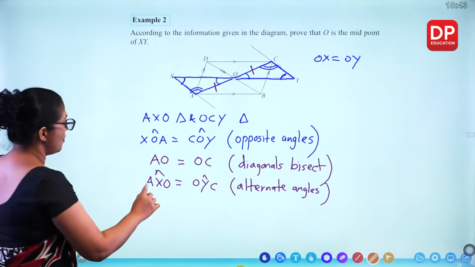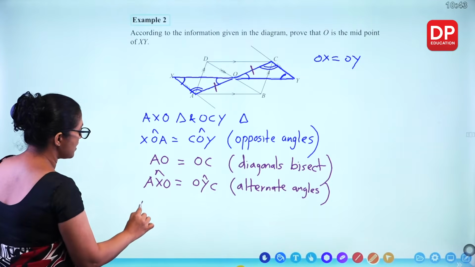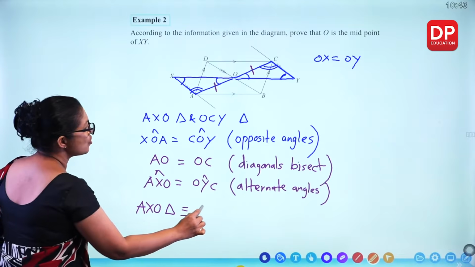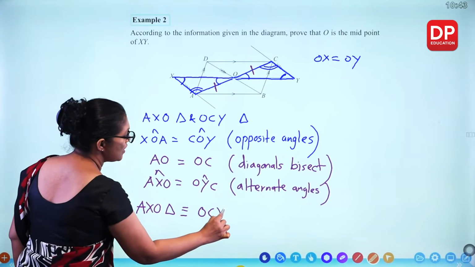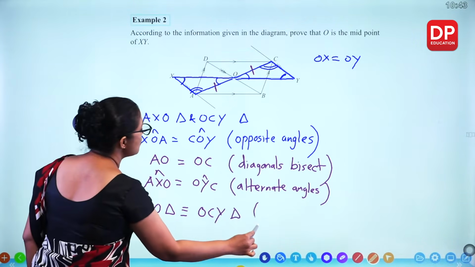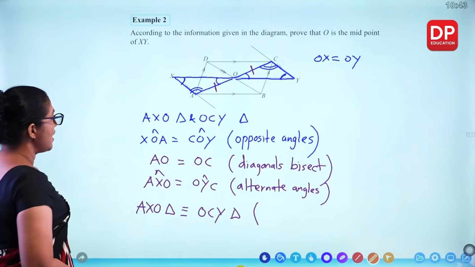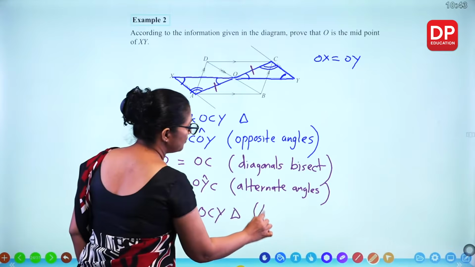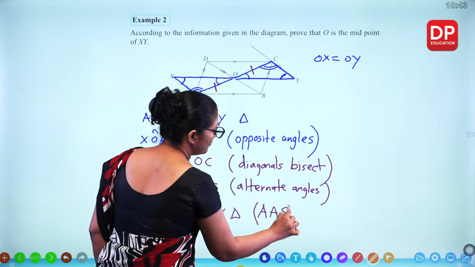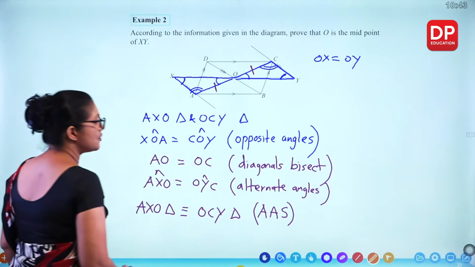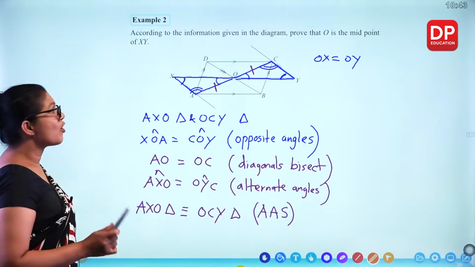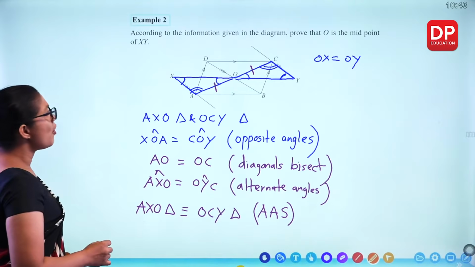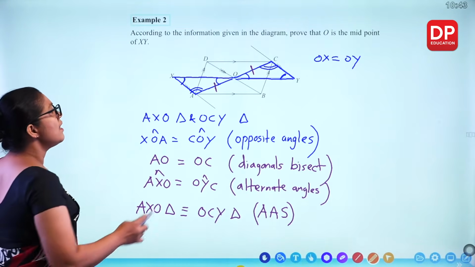So these two are congruent. AXO triangle is congruent to OCY triangle. What's the situation? Angle, angle, side. So if the two triangles are congruent, we can say corresponding elements are equal.